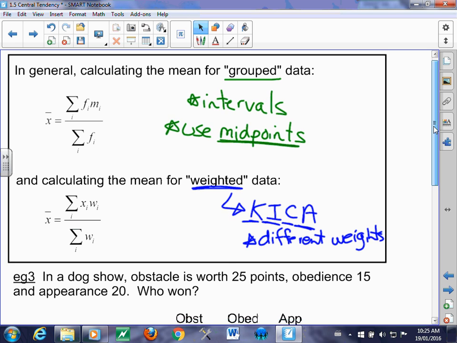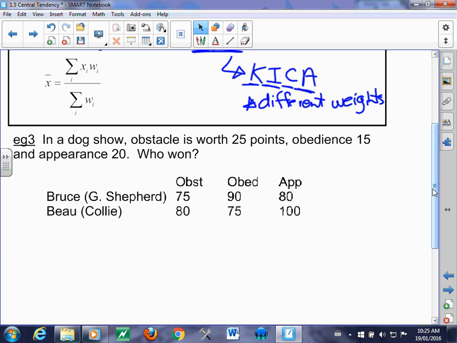All right, last example, and then we're done for the day. Okay, in a dog show, obstacle is worth 25 points, obedience is worth 15, and appearance is worth 20. Who won? So again, folks, we have to take a look at a weighted score. Okay? All right, so you can't just add up obedience plus obstacle plus appearance because each has a different weighting, or different point value. Okay, so we've got a German Shepherd, Bruce, and Bo a Collie. So let's do Bruce first.